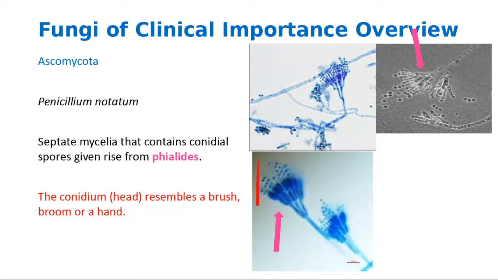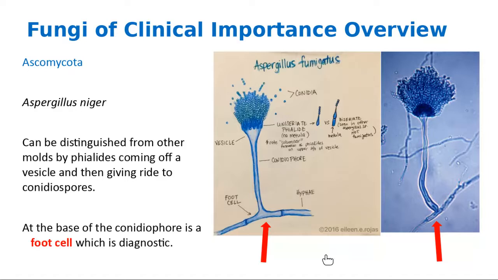The next organism gets confused with Penicillium, but they're not alike at all, right? So this is Aspergillus niger, and it has a vesicle, but the vesicle gives rise to the phialides, and then the conidiospores are produced off of the phialides, right? But the most important thing that really distinguishes it, besides that it has a vesicle, right? The most important thing that gives it away is it has a foot cell at the bottom or the base of the mycelia. So here you can see the foot cell, right?